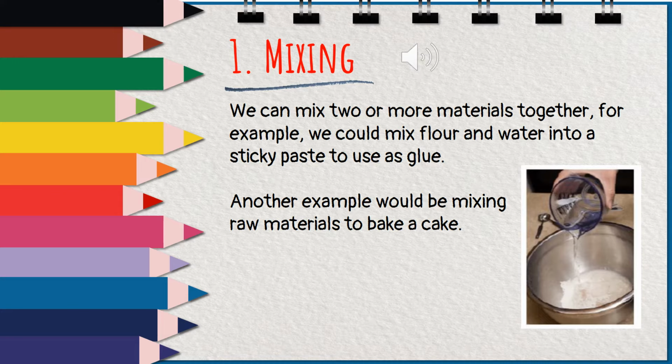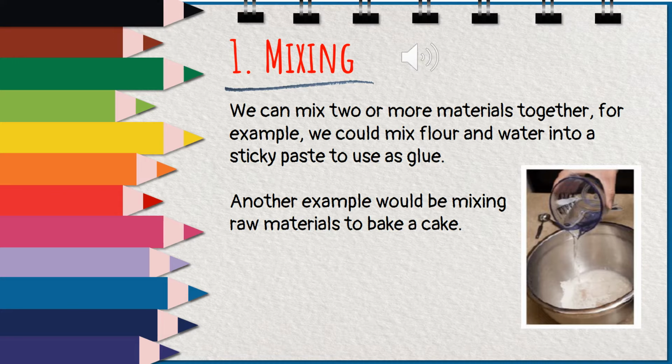Before I explain the different ways of processing materials, you need to know what raw materials are. Raw materials are the items we use to make another product. For example, if you were baking a cake, the raw materials would include all of the ingredients: the flour, baking powder, eggs, sugar, milk, vanilla essence, everything. The product would look quite different to the raw materials because the raw materials have been processed.